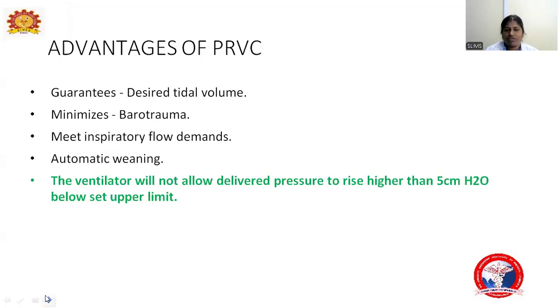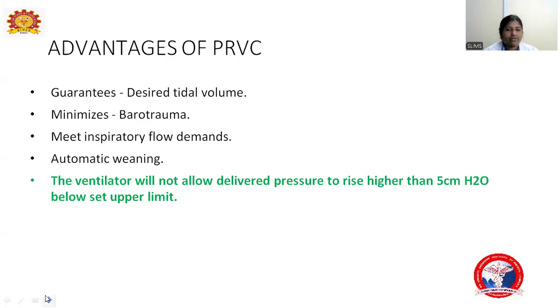So what are the advantages of pressure regulated volume control? It guarantees desired tidal volume. So whatever the tidal volume is set will be delivered. Only the pressure will be varying. It will deliver the set tidal volume to the patient, but with the minimal pressure that is required. So it minimizes barotrauma because it delivers minimal inspiratory pressure to the patients, hence preventing barotrauma. It will meet inspiratory flow demands, and it will facilitate the patient to automatic weaning also.